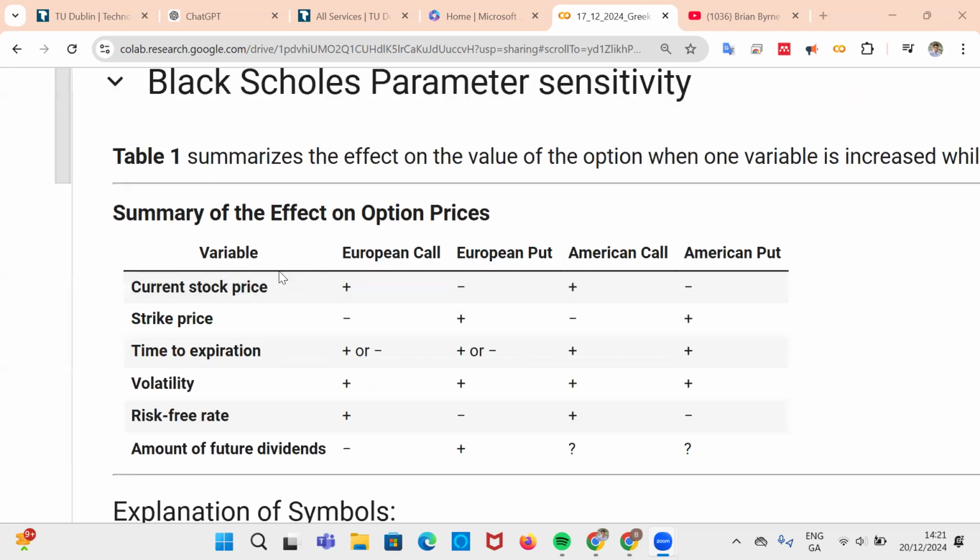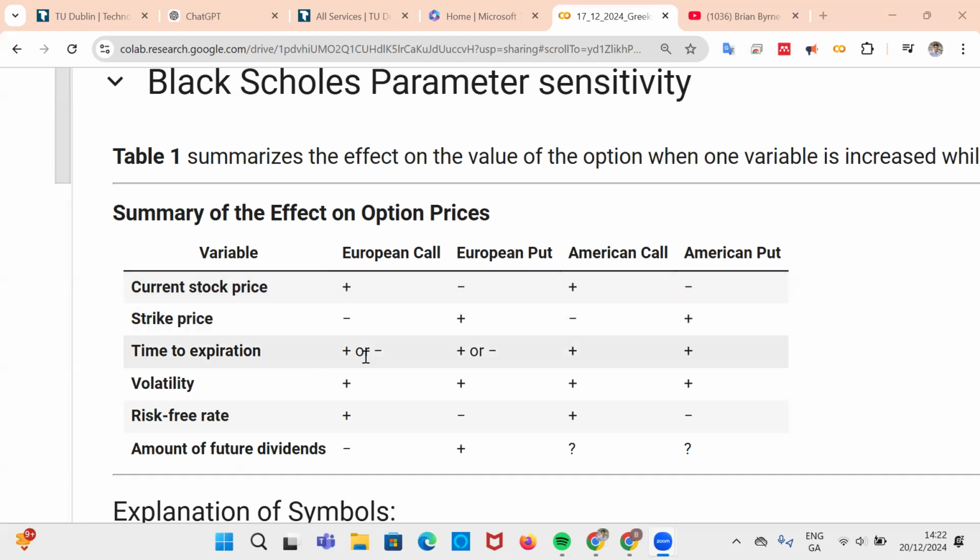So for instance, if the value of the stock goes up, we know for the Black-Scholes model, the value of the European call goes up based on the model and the logic of how options are priced. Likewise, there's a negative relationship between the European call and the strike. For time to maturity, it's not clear.